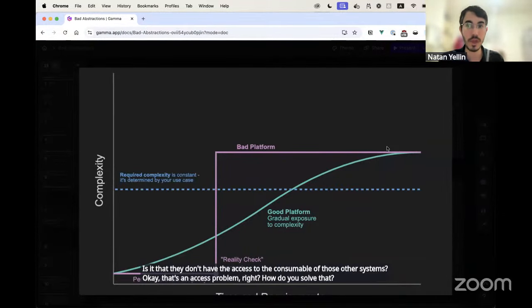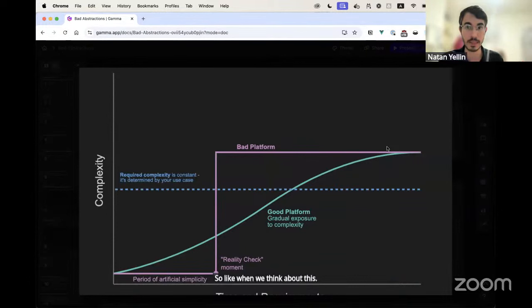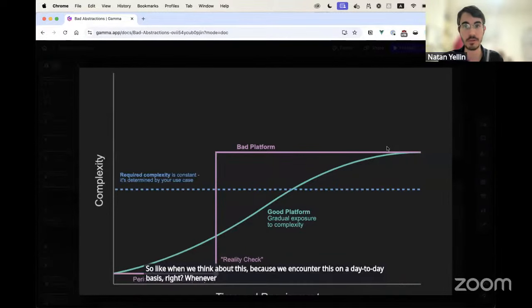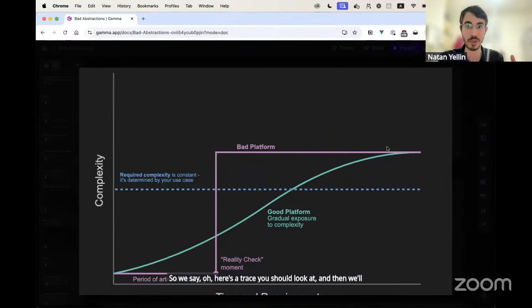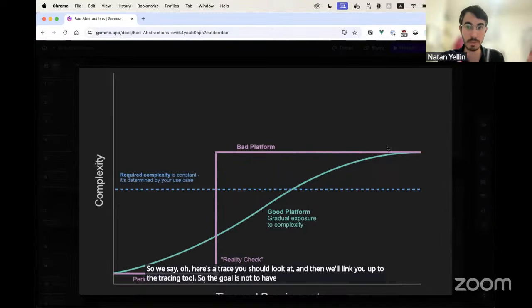We encounter this on a day-to-day basis. An AI agent will never have feature parity with everything else, but we don't need to. The core problem we're solving is that devs don't know or remember they should look at the tracing data. So we say, here's a trace you should look at, and we link you up to the tracing tool.